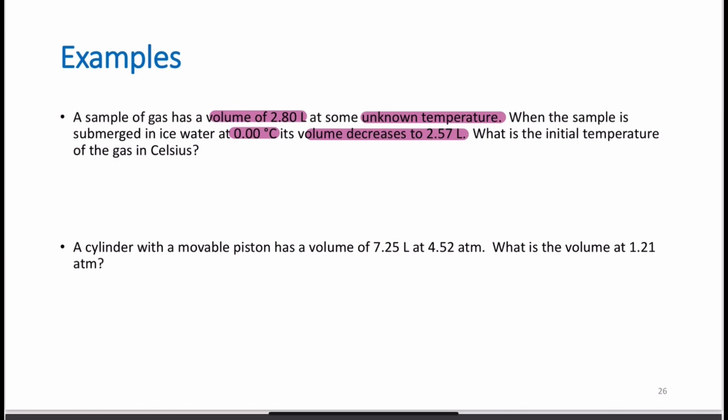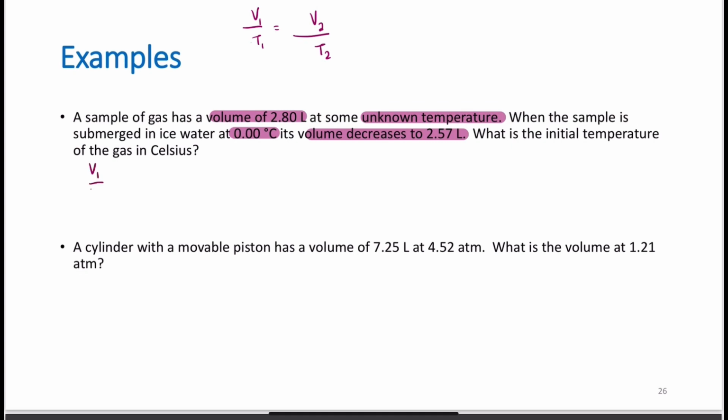If I think about my combined gas law, P1V1 over n1T1 equals P2V2 over n2T2. Notice it never mentions the number of moles here or the pressure of the system. We can assume that the number of moles is staying constant. We can assume that the pressure is staying constant. Why? Because it doesn't mention it. So that's the only assumption we can make, is that it must be constant.